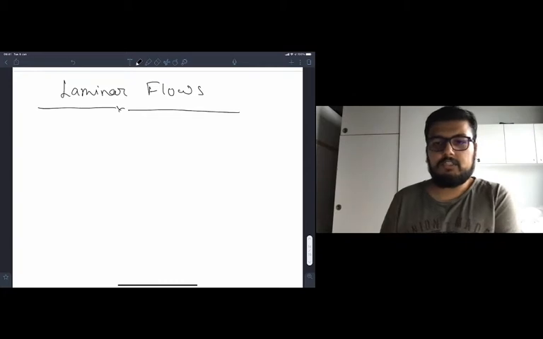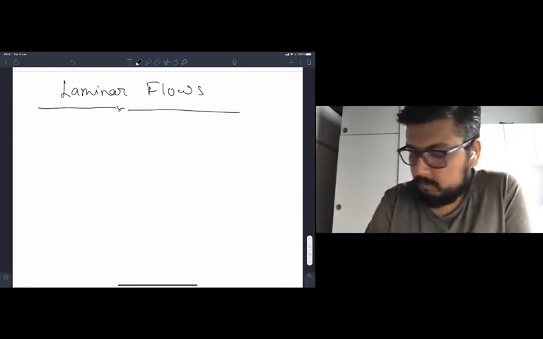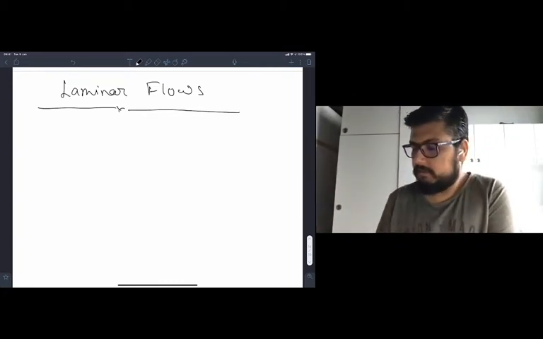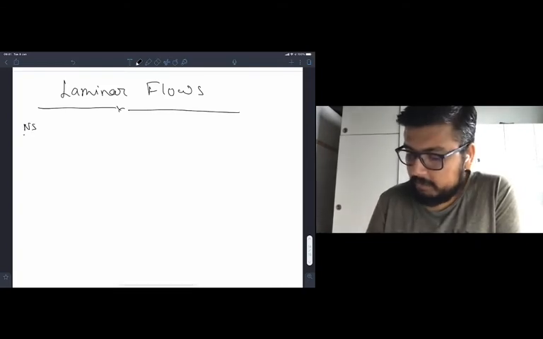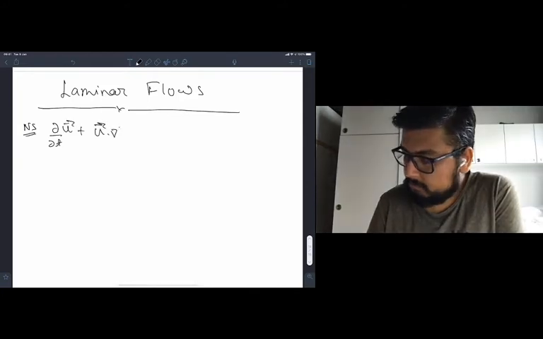In this part of the lecture, we will look at some laminar flows. But before we start, let me write down the Navier-Stokes equation. So the Navier-Stokes equation is given by this.